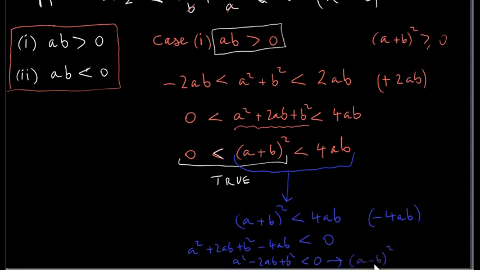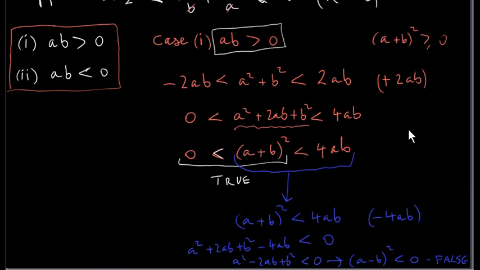So here is our important inequality coming in. Now, is this true? Clearly it isn't, it's false. Because if we square anything, we always get something that's either greater than 0 or equal to 0. It can never be less than 0. A minus B squared can never be negative. It's either equal to 0 or greater than 0. So that tells us that this inequality here is false, that A plus B squared does not lie between 0 and 4AB. As a matter of fact, A plus B squared is greater than 4AB.